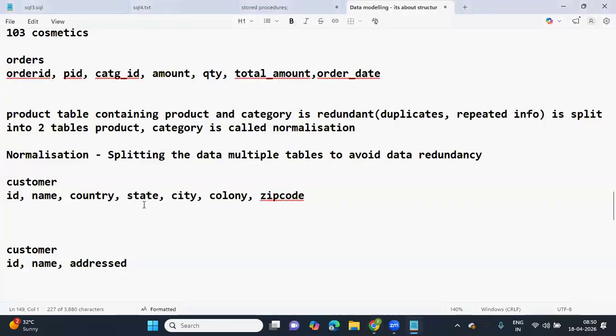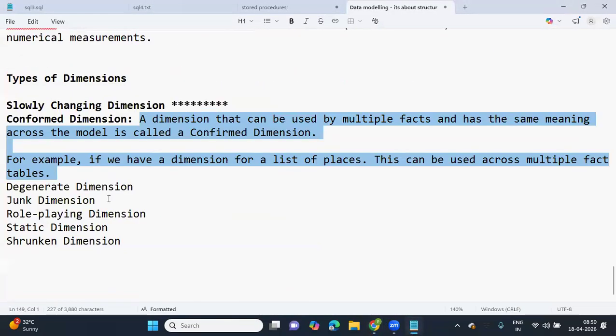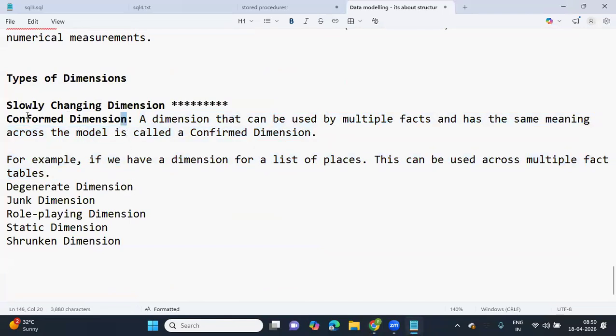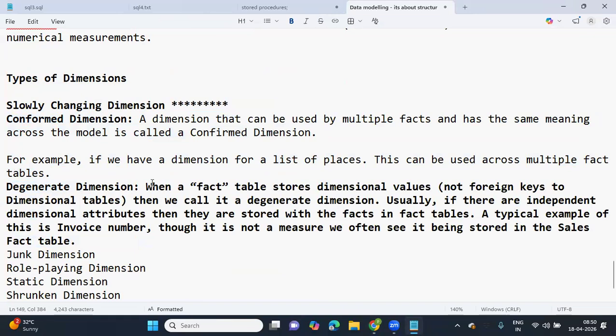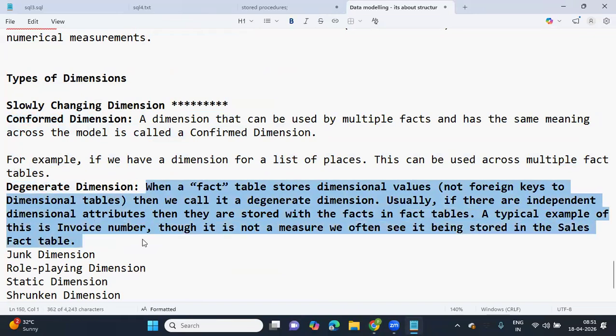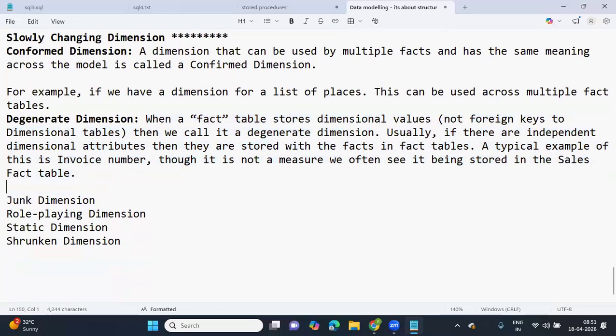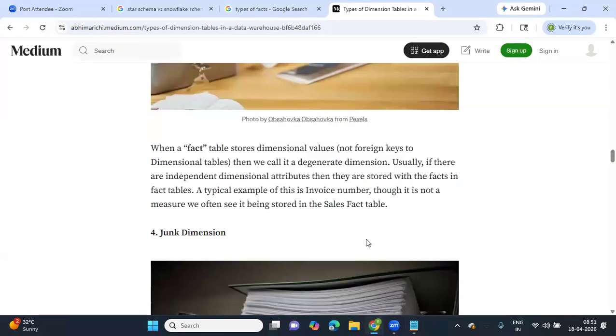Let's paste it here. Don't worry, nobody is going to ask what a degenerate dimension is. Most of the times, maybe they'll ask conformed dimension, role playing dimension, and a junk dimension. And definitely the slowly changing dimension. That's a default thing. Even if I don't say, remember that everybody is going to ask you slowly changing dimension because that is what we use in real time. The other dimensions we might use, but we might not refer, especially like this is a degenerate, this is that. We do not especially maintain that kind of things.